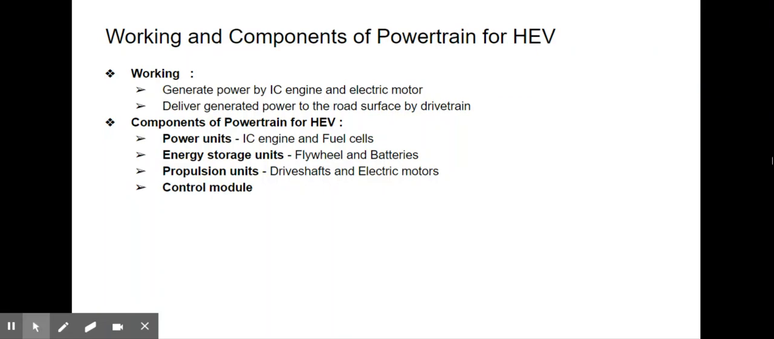Now, there are mainly four components of the powertrain for a hybrid electrical vehicle. First, power units, which include the IC engine and fuel cell. Second is energy storage units, which include flywheel and batteries. Third is the propulsion unit, which includes drive shafts and electrical motor. And fourth is the control module.